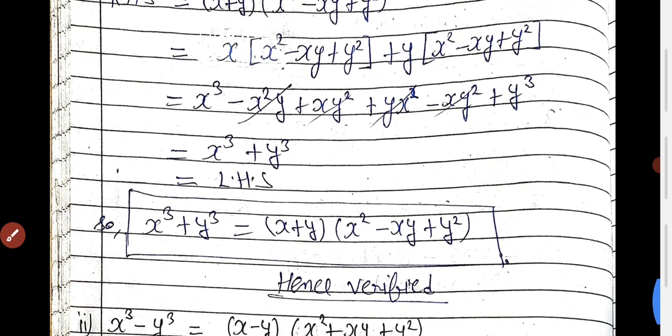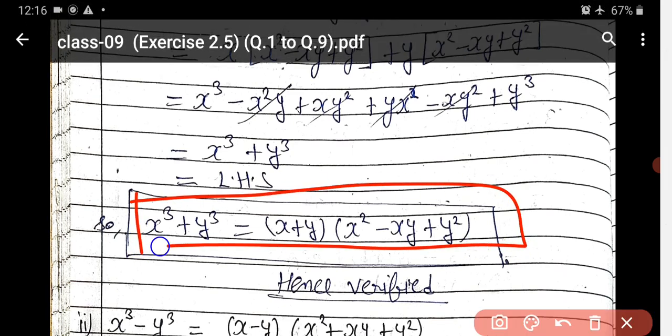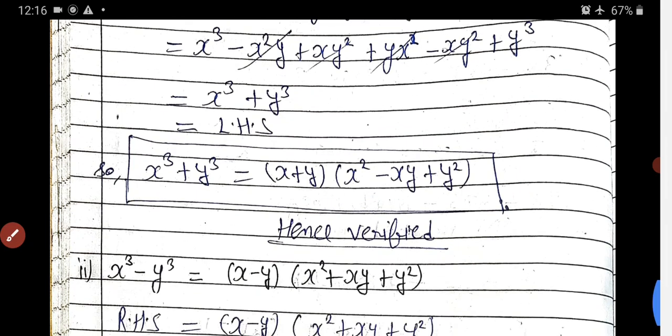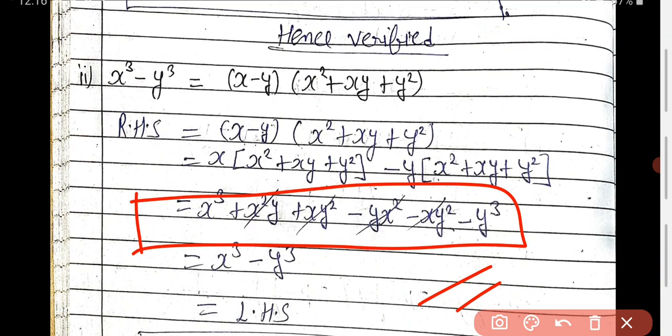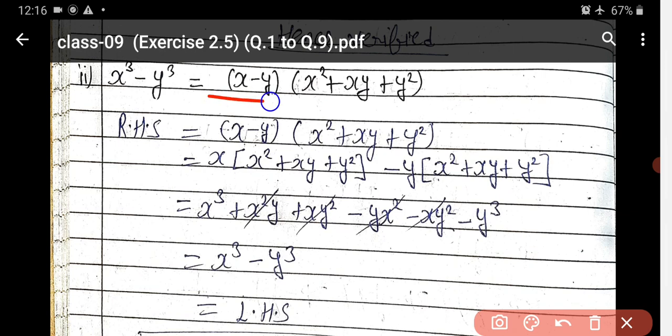So you have to write here the whole term in one box and write here hence proved, hence verified, sorry, because you have to verify it. Now come to the second part. x cube minus y cube is equal to x minus y into x square plus xy plus y square. So write here right hand side first, then multiply whole bracket by x and whole bracket by minus y.